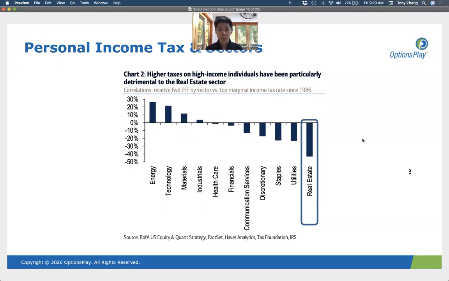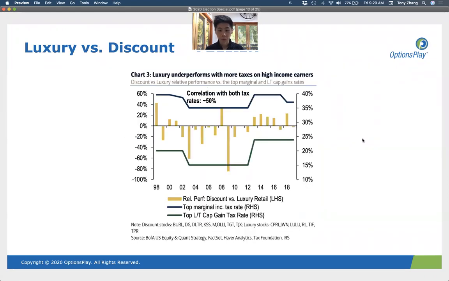So when we look at investments in some of these, again, real estate and utilities, the higher dividend paying sectors, these are the ones that have the largest negative exposure to higher income brackets for both dividends and personal income.